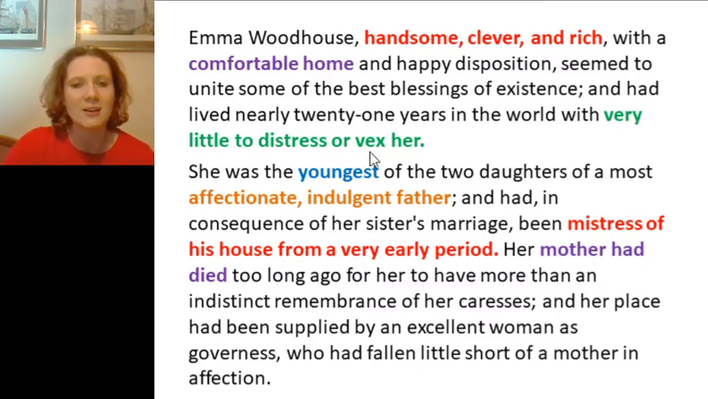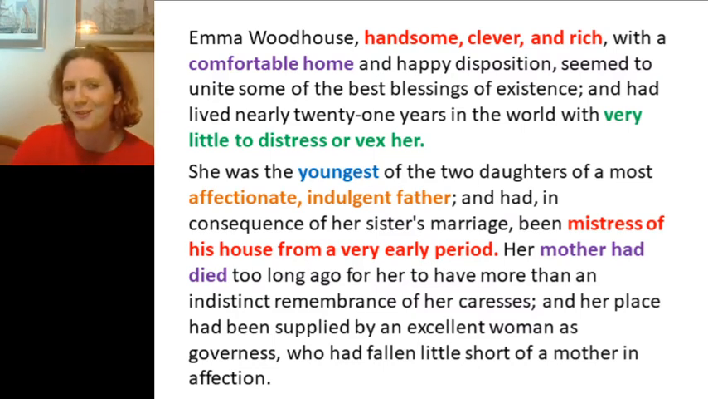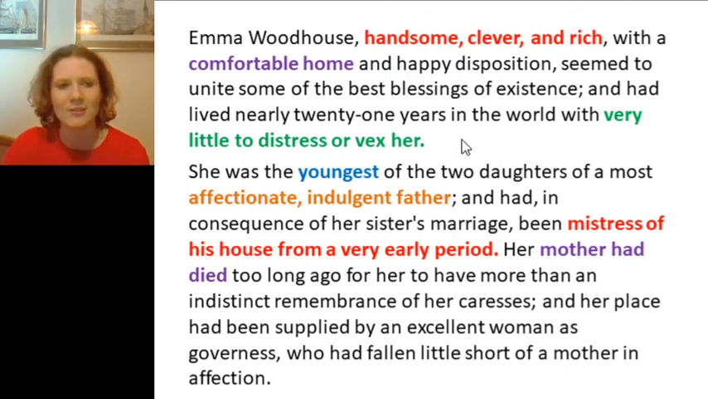We know she's the youngest. Again, what do we infer about the younger sibling? Are they always the one that gets looked after a little bit? Are they always the one that's allowed to do things before their older sibling was allowed to? Again, maybe a little bit spoilt. And we know her father is affectionate and indulgent. So he obviously loves her, he indulges her and lets her do what she wants to do. Definitely getting the spoiled brat vibe now.